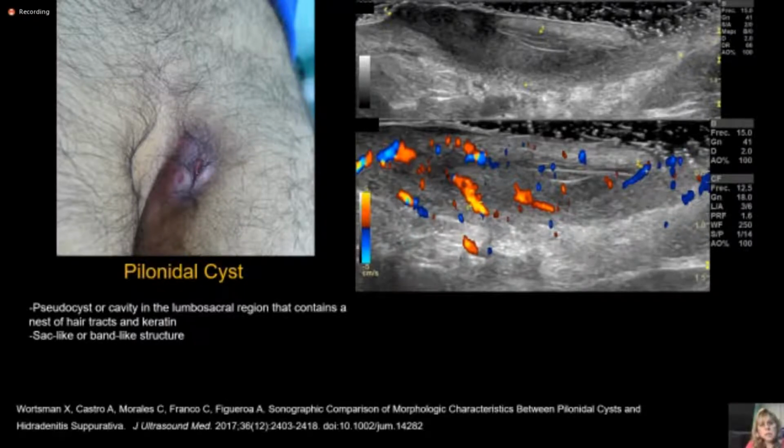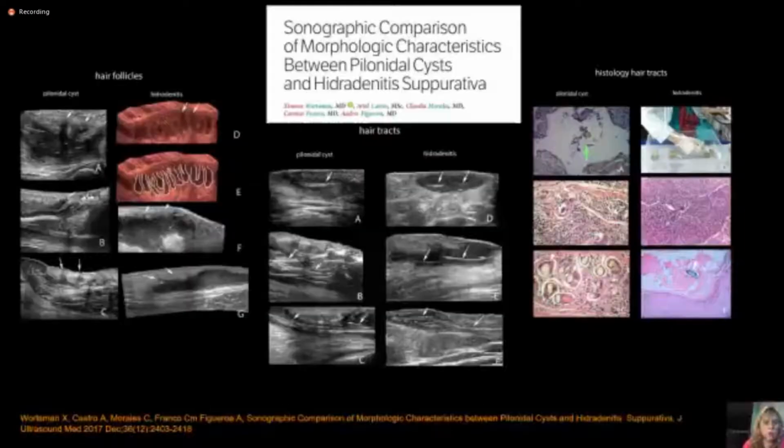And notice that within the cyst that is running through the dermis and hypodermis, you can see some hyperechoic lines that correspond to fragments of hair tract. On color Doppler, you can notice the hypervascularity due to the inflammation.